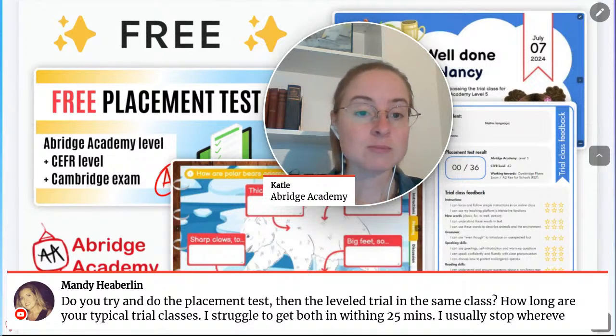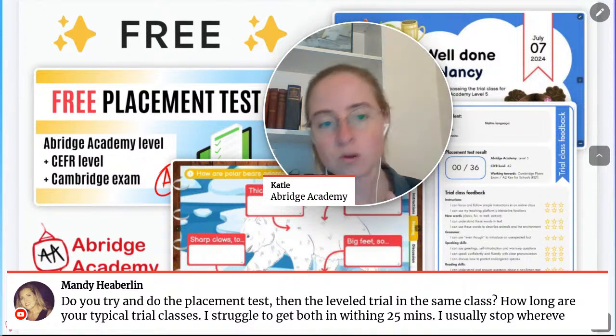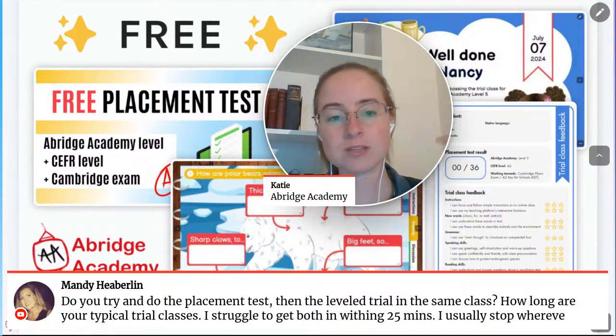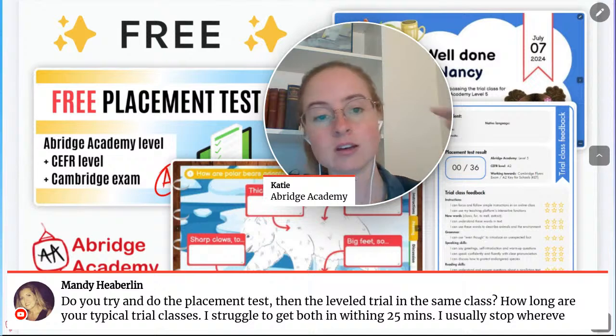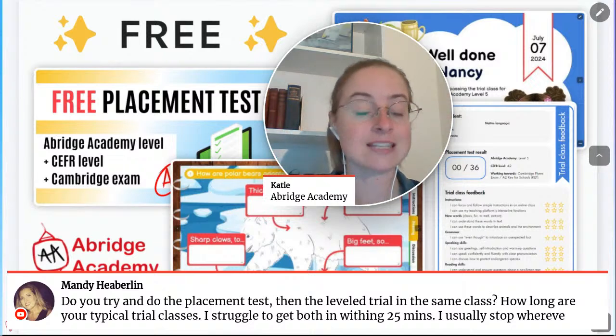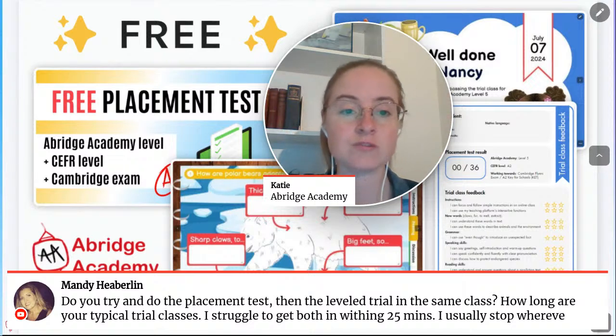So for the placement test, the idea is you don't necessarily have to go through all of the questions. You just keep going until the kid's starting to make more mistakes. And if you know they're more advanced, you jump ahead to a later starting point in the test anyway. There's some advice on that on the placement test itself. And I've done a detailed video, which is available on the Abridge Academy YouTube channel, talking about the placement test.